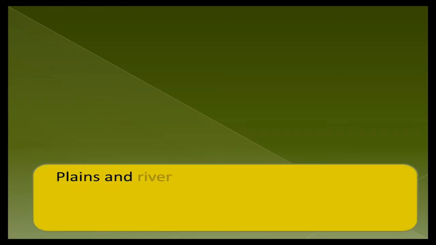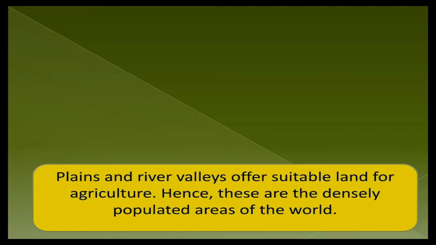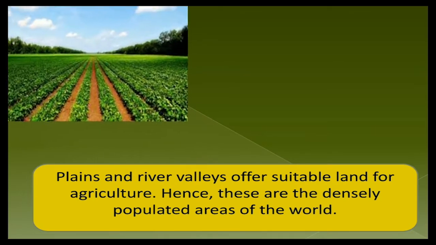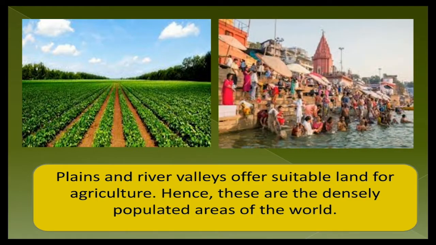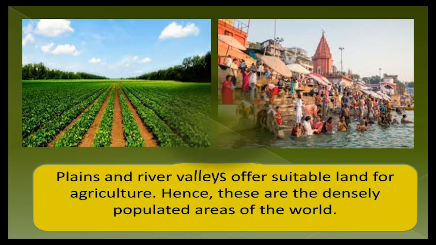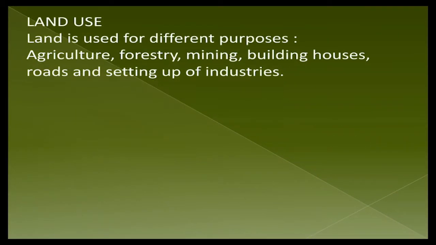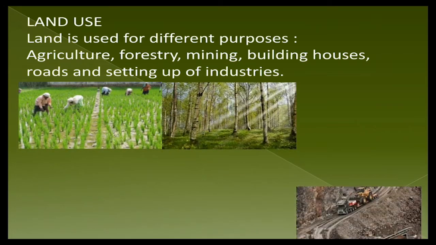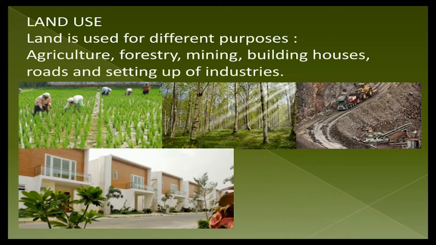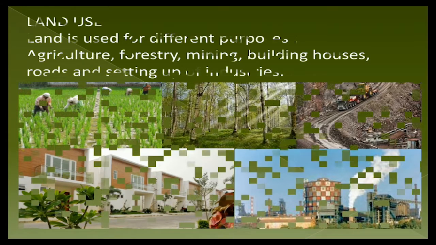Now let us know about the plains and the river valleys. The plains and the river valleys offer suitable land for agriculture. Hence, these are the densely populated areas of the world. Now let us know about the ways in which we use the land. Land is used for different purposes, for example, agriculture, forestry, mining, building houses and roads, and setting up of industries. Can you list some more ways in which the land can be used?